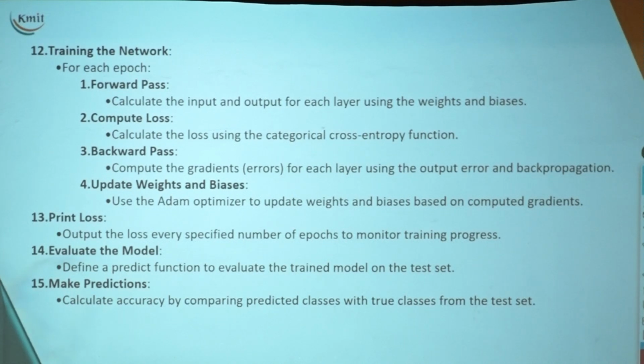How do we train the model? Forward pass, compute the loss, backprop, and then update weights and biases using the optimizer. Then print the loss, evaluate, and make predictions. So these 15 steps we are going to do today and in the coming sessions. Is that clear? So what is our exercise that we are going to work on, guys?